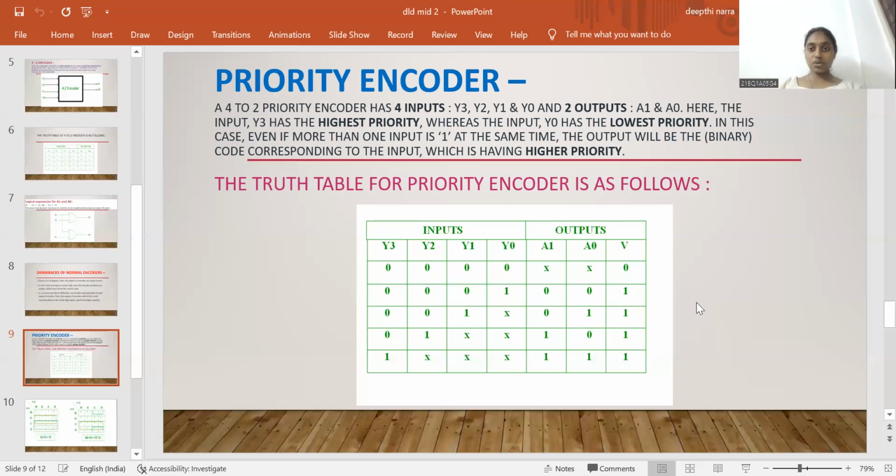If the decimal number 3, that is Y3, is 1, then whether Y0, Y1, Y2 are either zeros or ones, the priority is given to Y3.